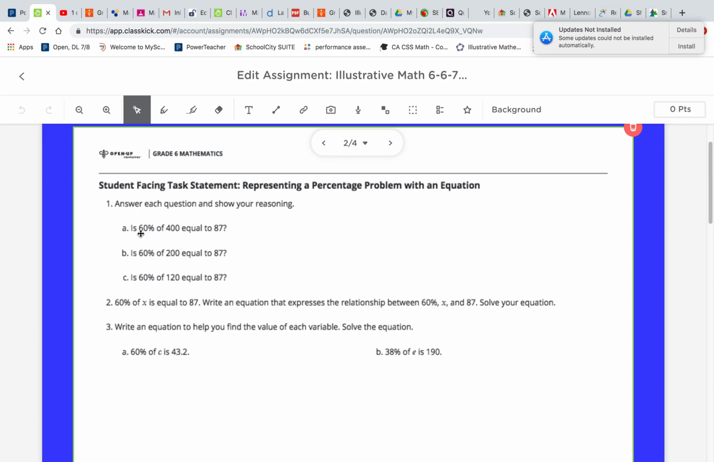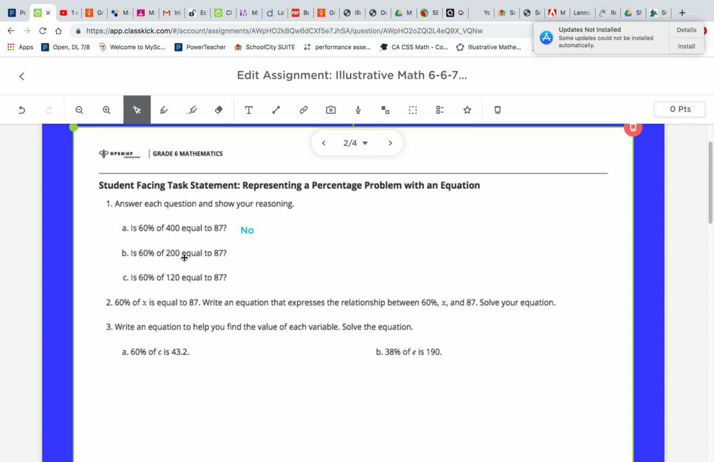60%. Remember with benchmark percentages, 50% is half. So 60% would be more than half, in this case of 400. Well, half of 400 would be 200, right? So it's going to be more than 200. So is it 87? Heck no, it's definitely not. That makes no sense at all. It is not going to be 87. So we need not sweat that out through any other ways of thinking about it.